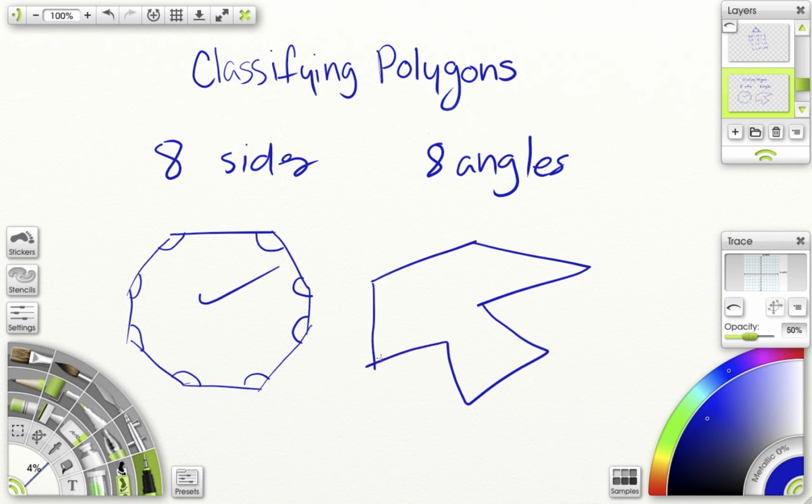So this is our crazy 8-sided shape that we made up. Let's count how many angles it has. 1, 2, 3, 4, because this is just a really big angle. 5, 6, 7, 8. Is there any more angles in there? Nope, I don't see any on the inside of the shape. So what would you call this shape? You would just call it an 8-sided polygon.